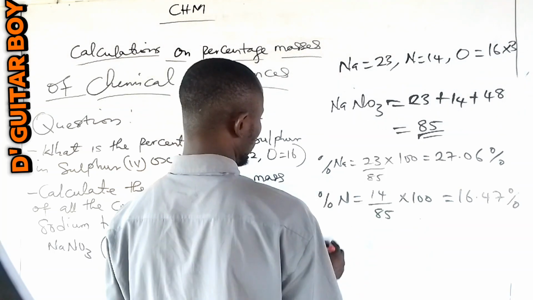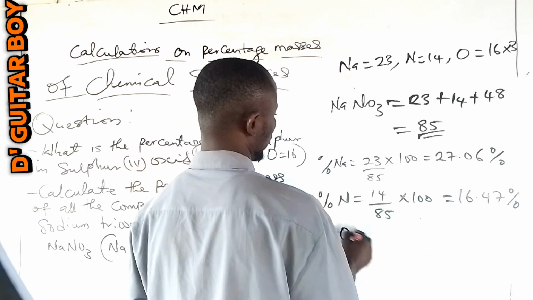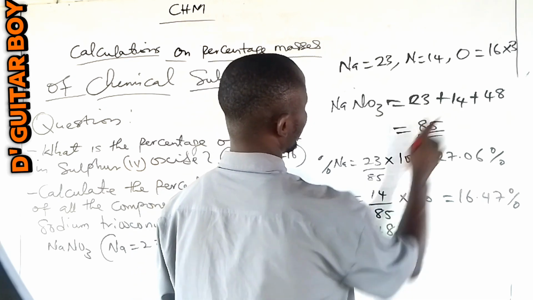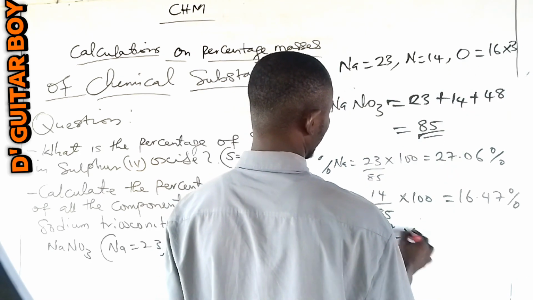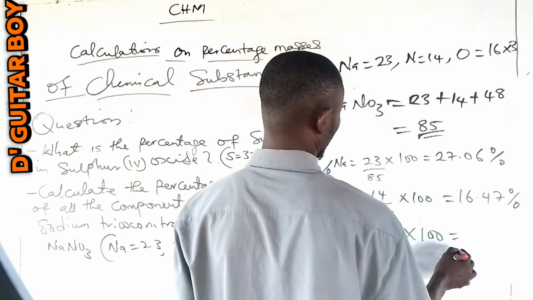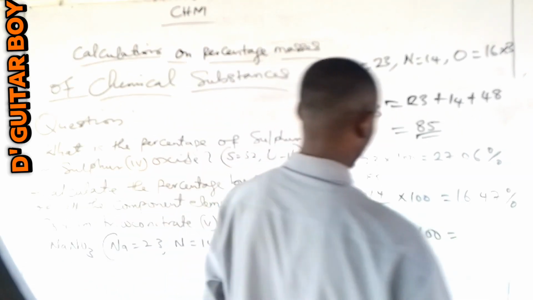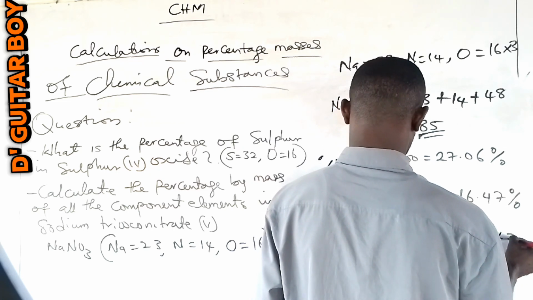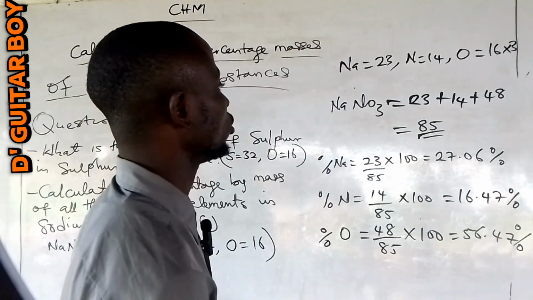Now the percentage of oxygen in this compound, that is, how much oxygen do we have in this compound. The percentage of oxygen will be 48, because the total mass of oxygen is 16 times 3, which is 48, all over 85 times 100, which is equal to 56.47%. So these are the percentages of the various components.